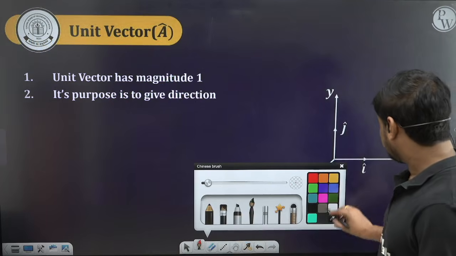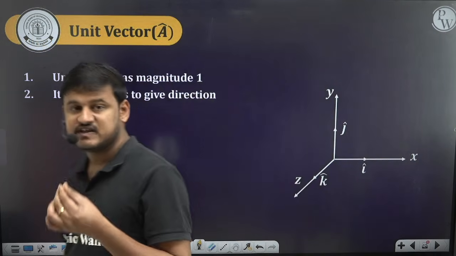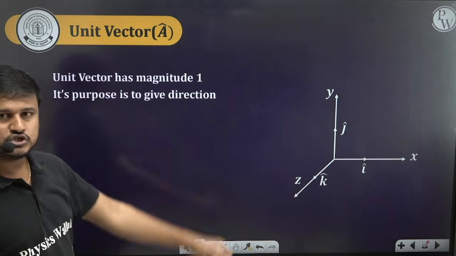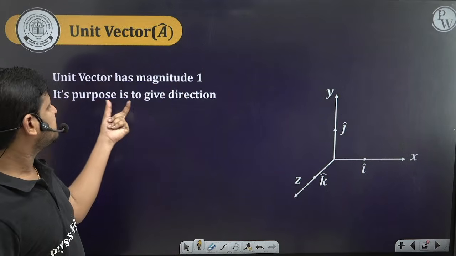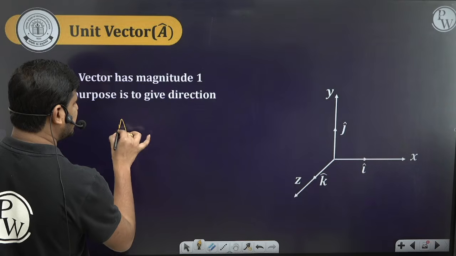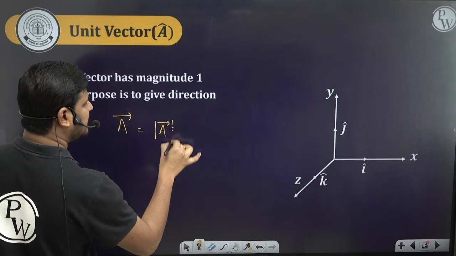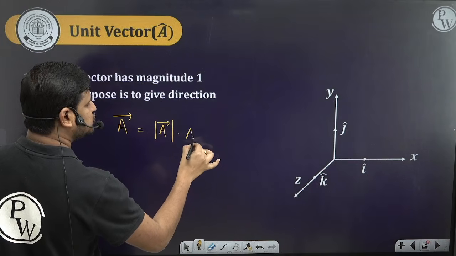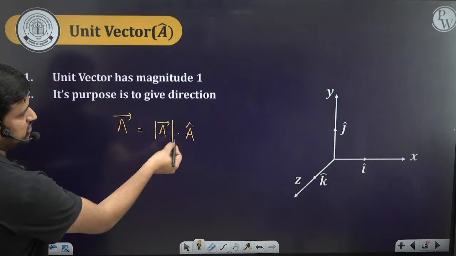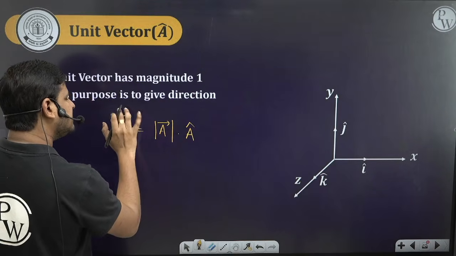Let's move on to the next concept, that is the unit vector. In the last class I gave the introduction to the unit vector. The unit vector is the one which has magnitude 1, and its purpose is to give the direction. Let's suppose there is a vector A. This vector will have a magnitude and a direction. The direction of it will be denoted by a unit cap, A cap. So vector A's direction will be given by its unit vector.